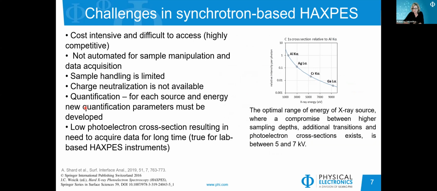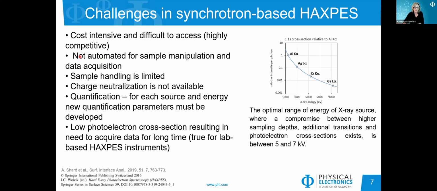There are challenges to synchrotron-based HAXPES. As with any other synchrotron-based experiment, it is quite cost-intensive and difficult to access. It's very highly competitive. If some of you have tried to apply for beam time, you know that the success rate is quite low. And if you are successful in completing the proposal and being allocated time, it's usually quite a short time that you're given for the instrument. So you have to plan your experiment and hope that what you have planned will be successful.